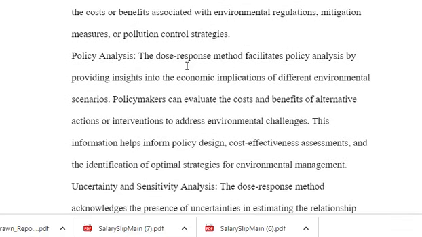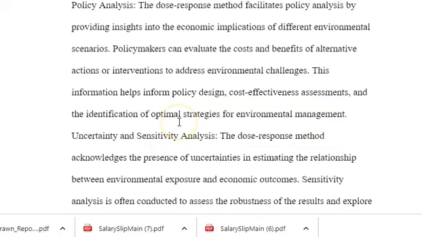Policy analysis. The dose response method facilitates policy analysis by providing insight into the economic implications of different environmental scenarios. Policymakers can evaluate the costs and benefits of alternative actions or interventions to address environmental challenges. This information helps inform policy design, cost effectiveness assessment, and identification of optimal strategies for environmental management.